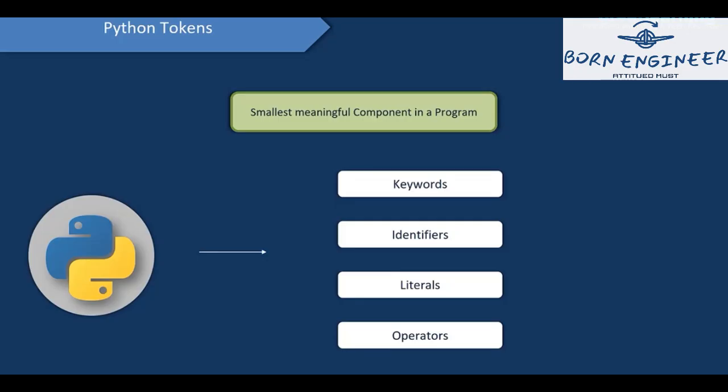So now we'll head on to Python tokens. A Python token is basically the smallest meaningful component in a program. In Python programming, we've got 4 tokens: keywords, identifiers, literals, and operators. We've already understood what operators are. Now let's understand what keywords, identifiers, and literals are.